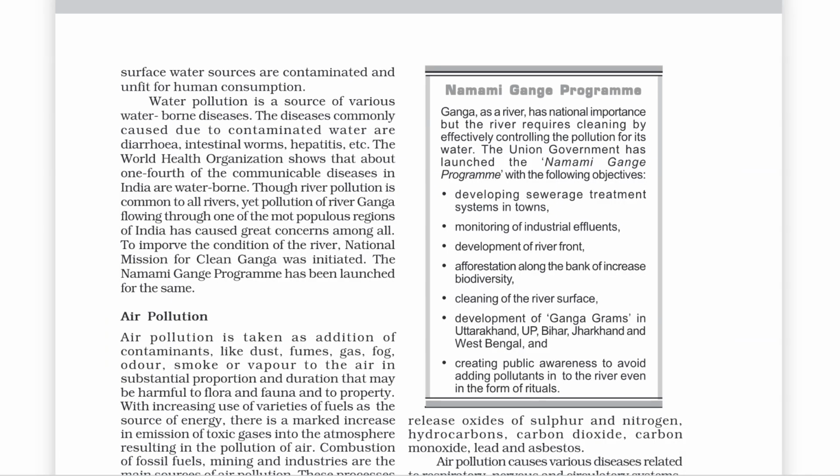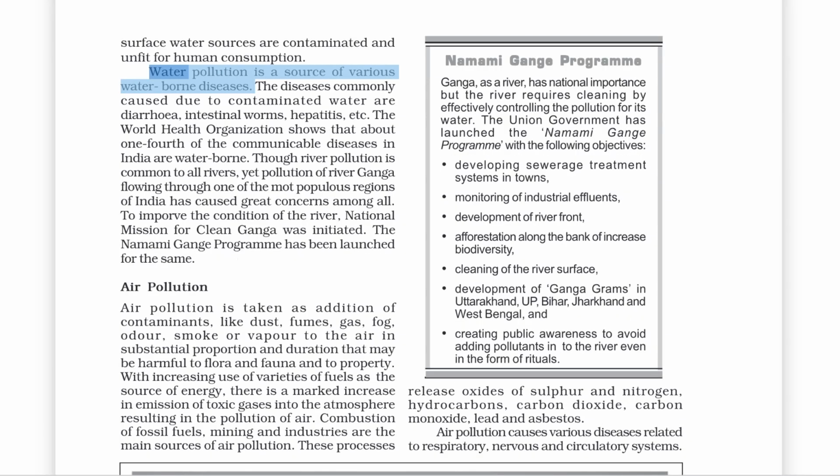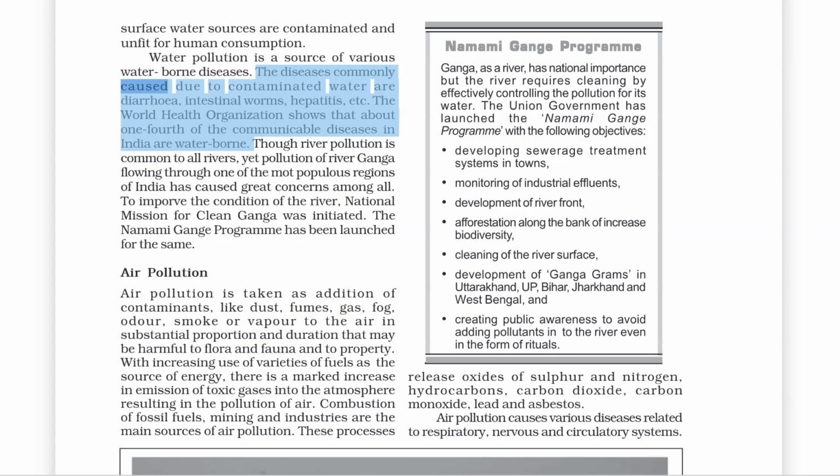Geographical perspective on selected issues and problems, 97. Surface water sources are contaminated and unfit for human consumption. Water pollution is a source of various waterborne diseases. The diseases commonly caused due to contaminated water are diarrhea, intestinal worms, hepatitis, etc. The World Health Organization shows that about 1/4 of the communicable diseases in India are waterborne.